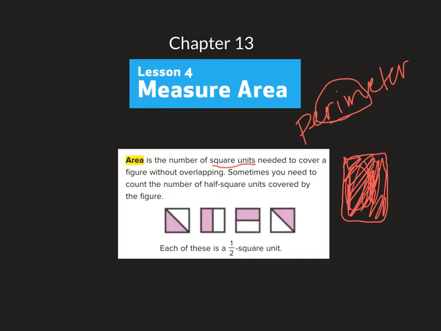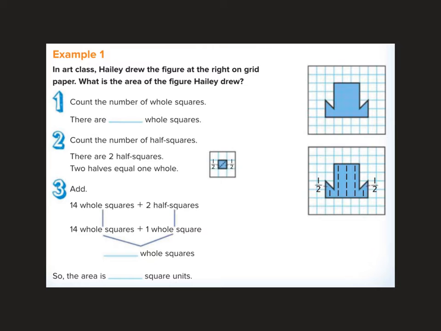Sometimes you need to count the number of half square units covered by the figure. So here are some examples of half square units. It could be cut diagonally, vertically, or horizontally to figure out a half. So let's take a look and find the area of some shapes. In art class, Haley drew the figure at the right on a grid paper. What is the area of the figure Haley drew?